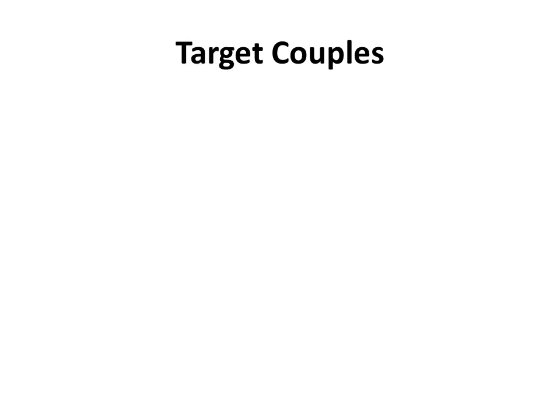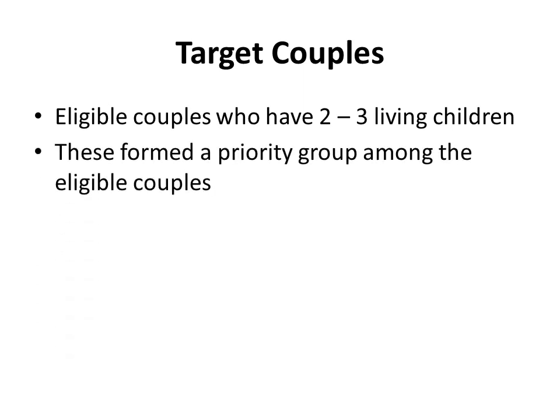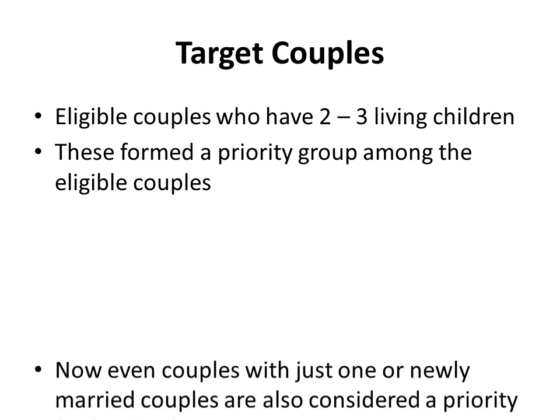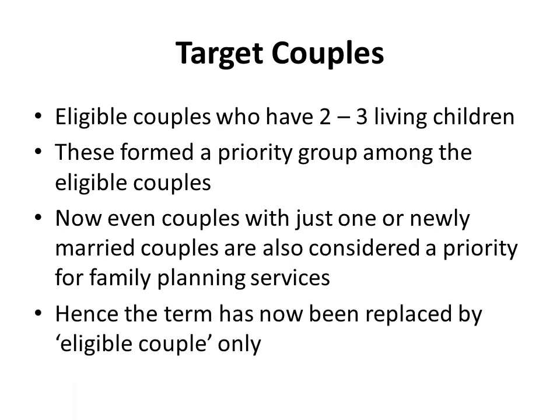Target couples: an eligible couple who already has 2 or 3 living children, and hence these form a priority group among the eligible couples. But now, even couples with just 1 child or newly married couples are considered a priority for family planning services, and hence the term target couples has gone out of use and has entirely been replaced by eligible couple only.